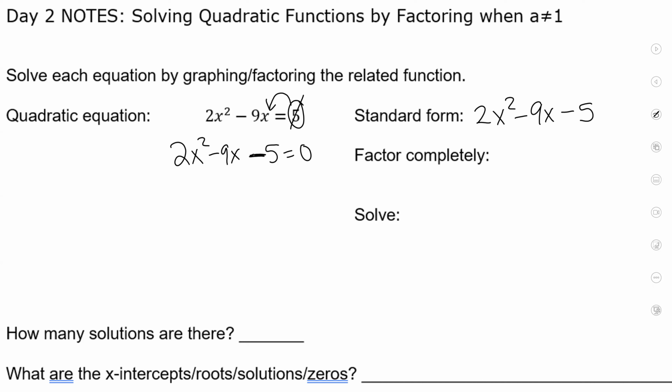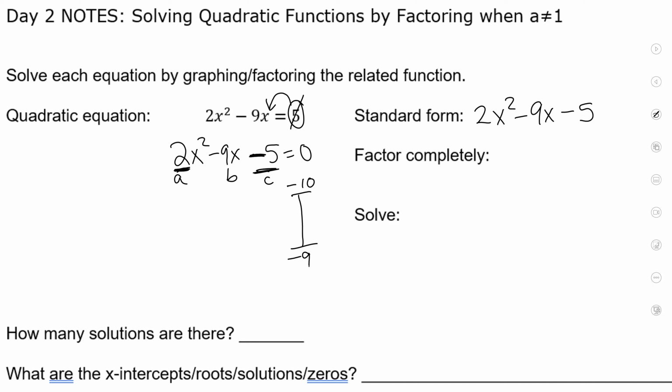Whenever my a value is bigger than 1, I'm going to multiply the a value and the c value. So guys, what is the a value times the c value? -10. And my b value is -9. So let's think of two numbers that multiply to be -10, but combine to be -9.